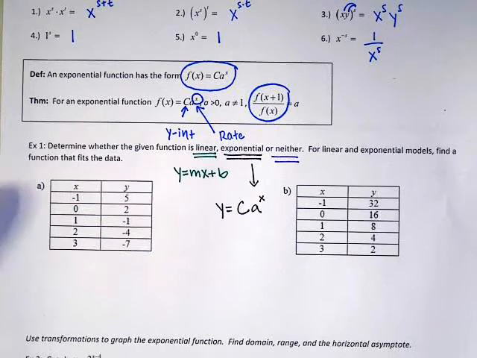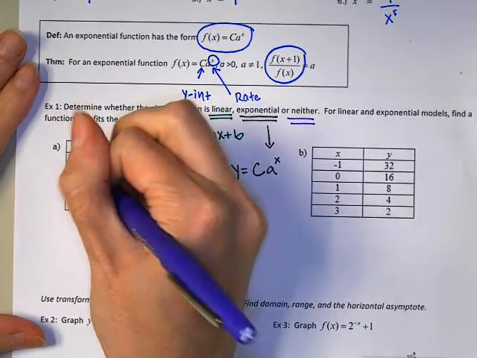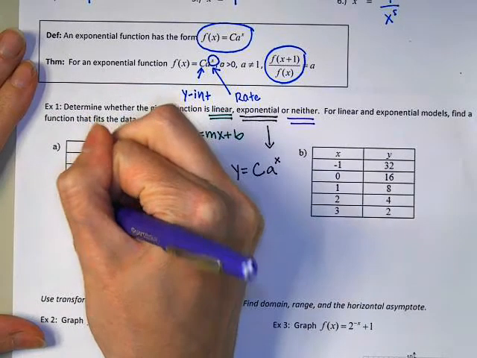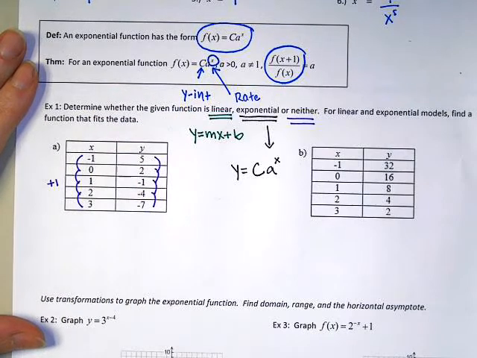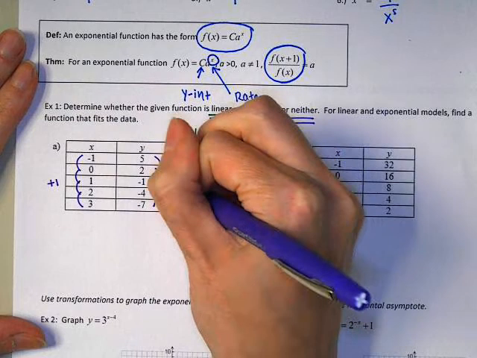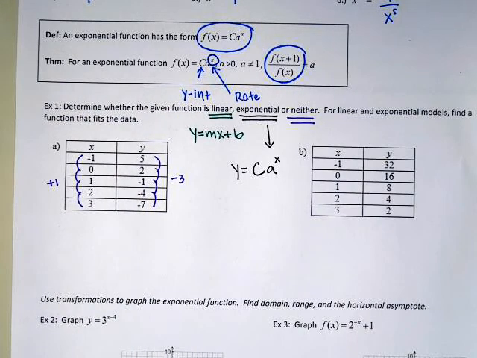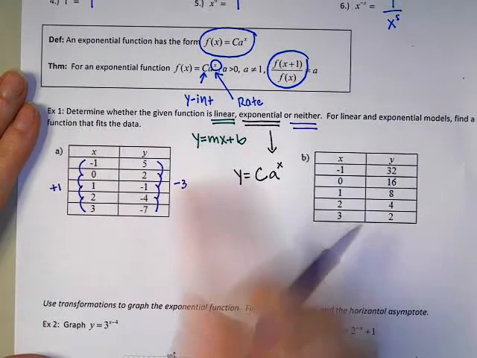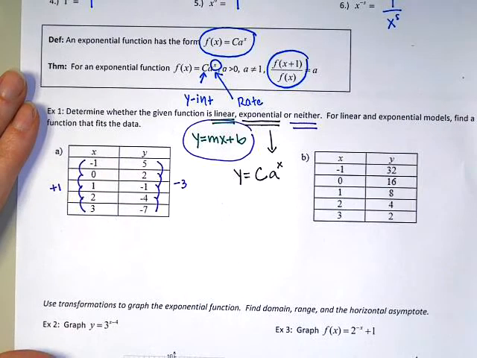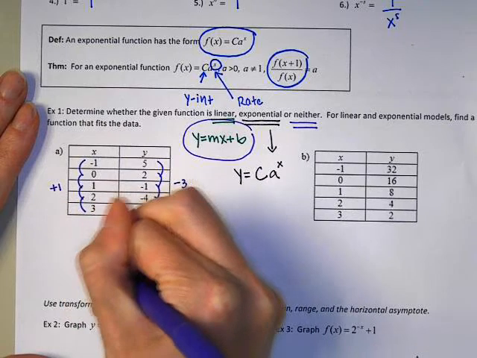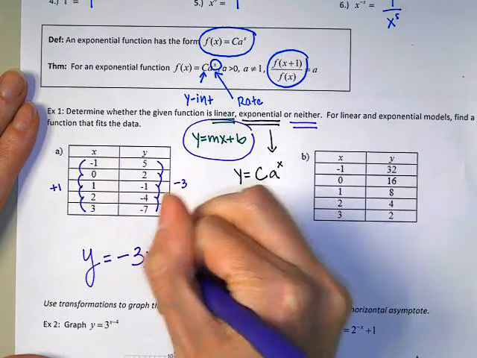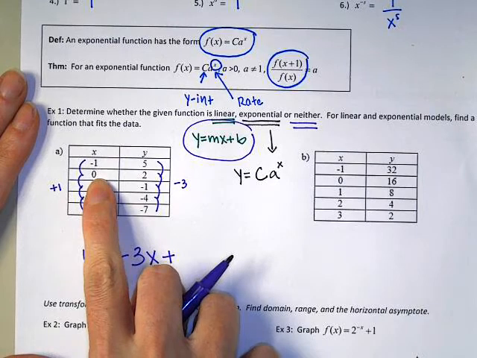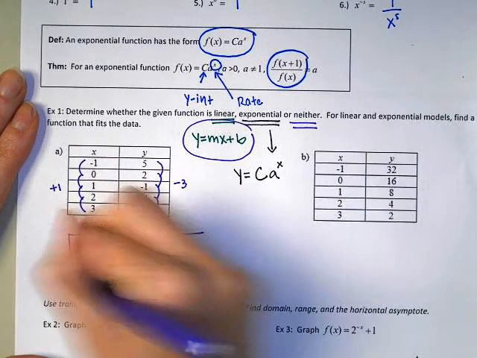Okay, so letter A, let's see, the x's are increasing by 1. And the y's, what's the change in y? To get from one y to the next, it looks like we are subtracting 3. So an addition or subtraction pattern is always linear. Okay, so if you find y equals mx plus b, it's going to be y equals the slope, which is negative 3 over 1, x, plus the y-intercept, which is at (0, 2). So that's the equation.